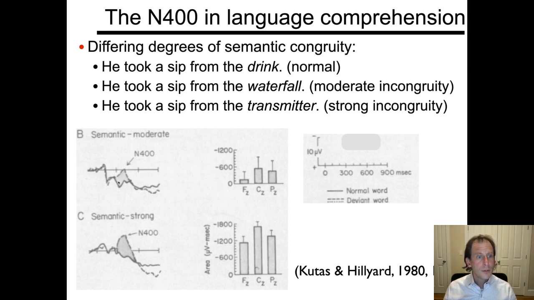And this is the contrast between the normal, in solid, and the moderate in the dashed line. And you can see that these larger ticks are 300 milliseconds. So about 400 milliseconds, there's this maximal deflection difference between the normal and moderate conditions, and that's a moderately sized N400. In contrast, in the strong condition, you get, at a relatively similar time, drink versus transmitter, a larger deflection. And so there's a larger size effect.